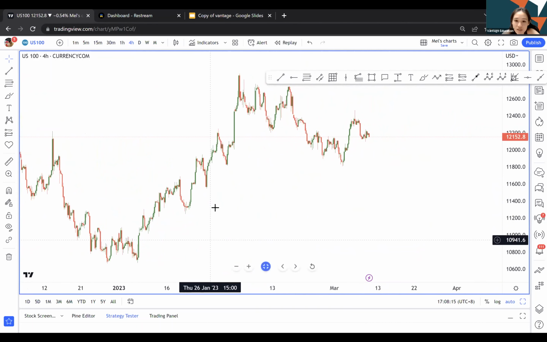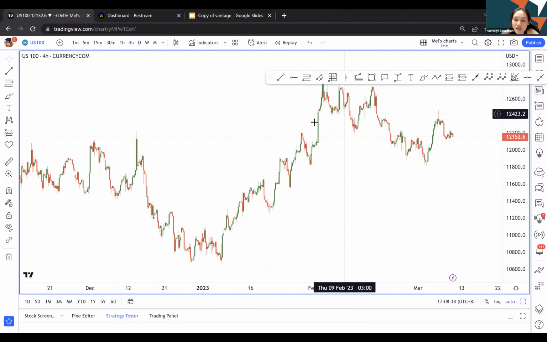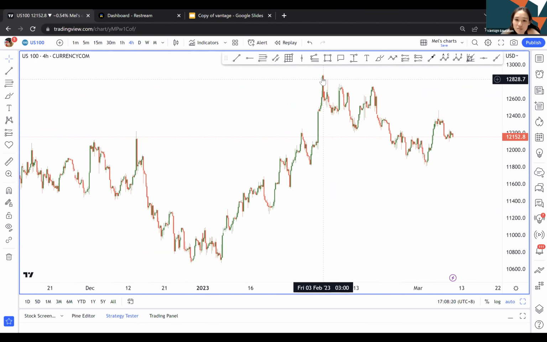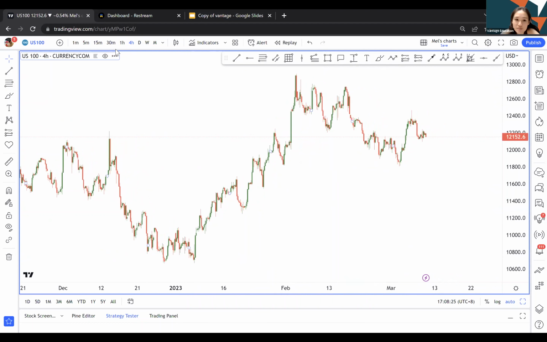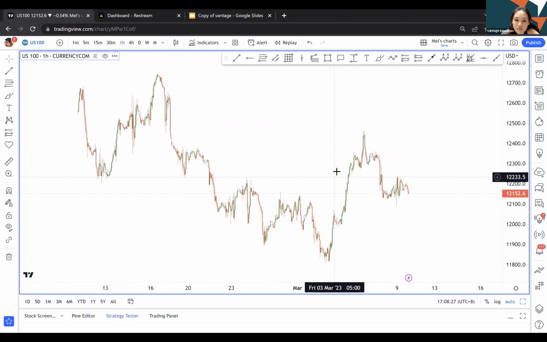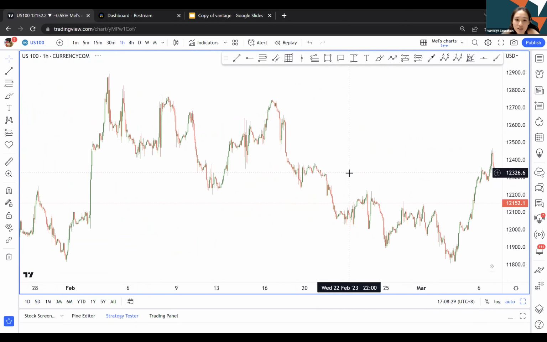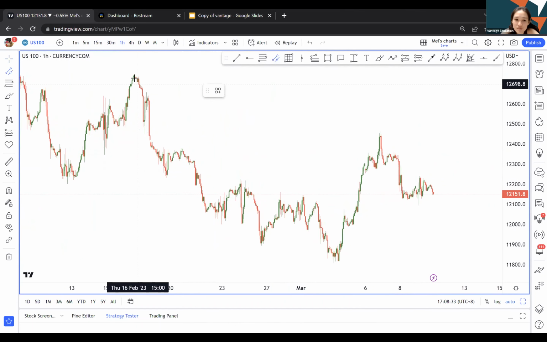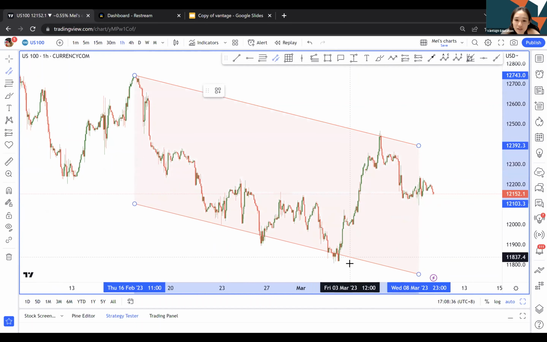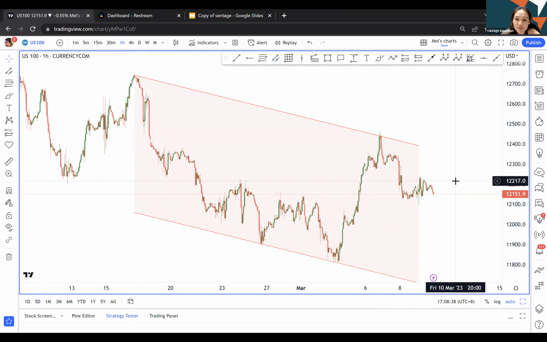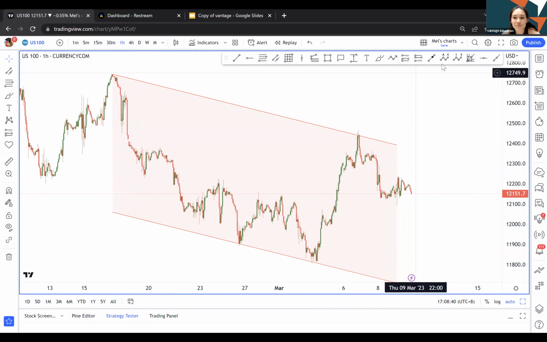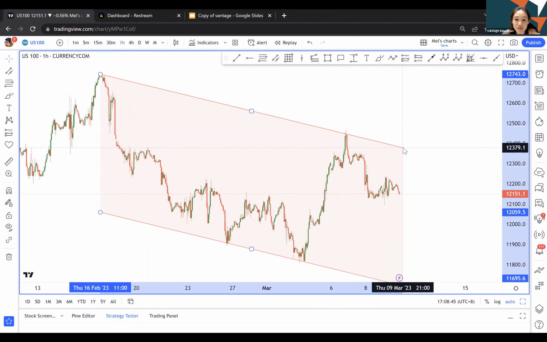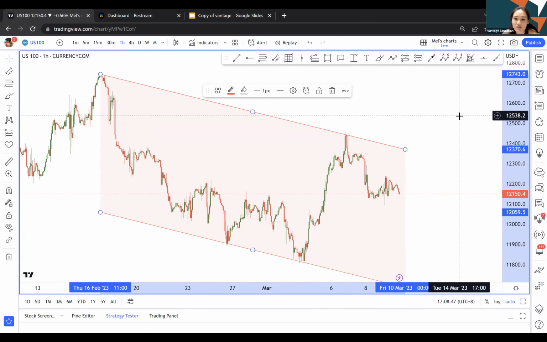This is the 4-hour time frame. You can see prices are dropping from this peak over here. Okay, now let's analyze on our 1-hour time frame. So let's see if I have a channel here. Over here, I can see prices are moving within a descending trend channel.